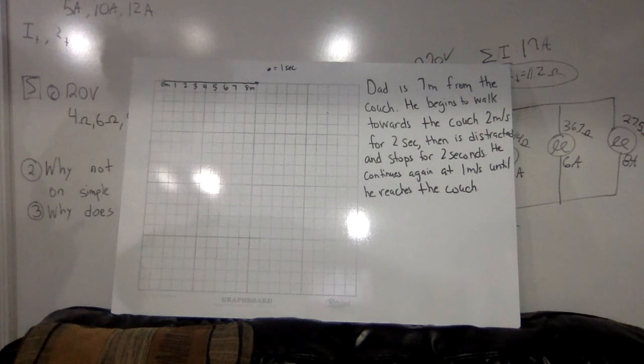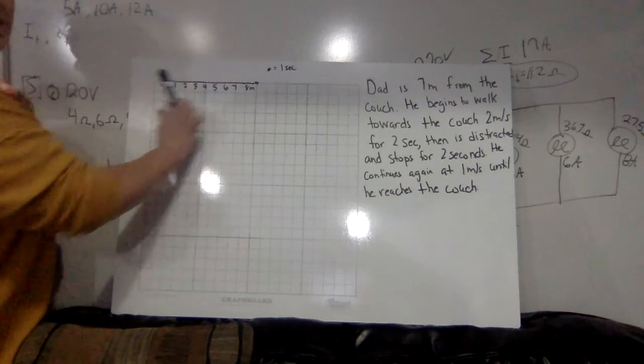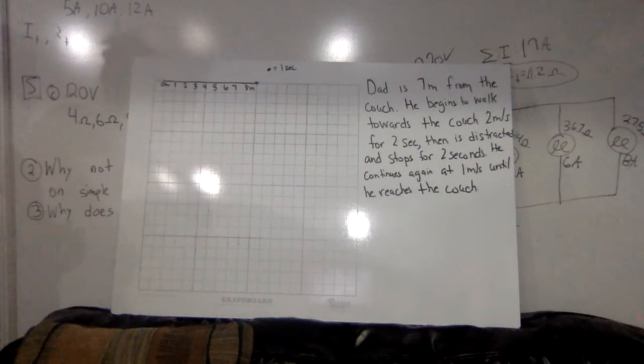So our scenario is Dad is 7 meters from the couch. He begins to walk towards the couch at 2 meters per second for 2 seconds. Then he gets distracted and he stops for 2 seconds. He continues again at 1 meter per second until he reaches the couch. So we know from looking at that we need to have 7 meters on our ticker tape. So here's our ticker tape right here. I have it set up with 8 meters right now.